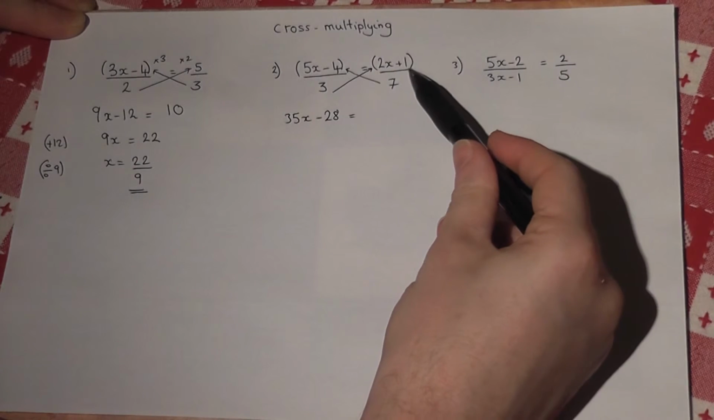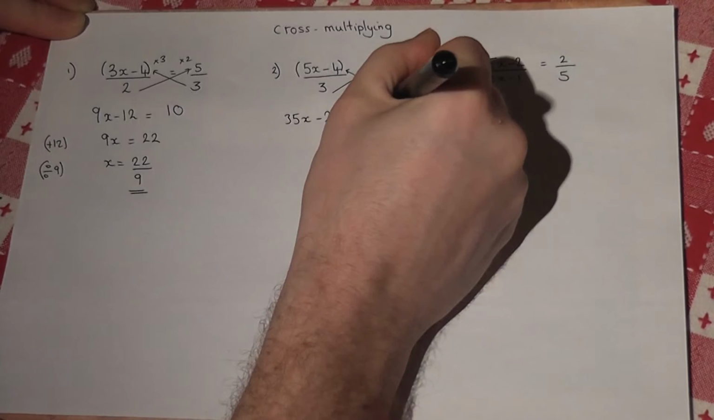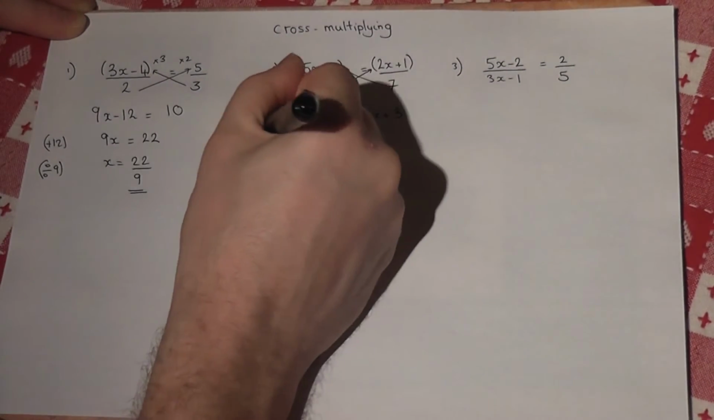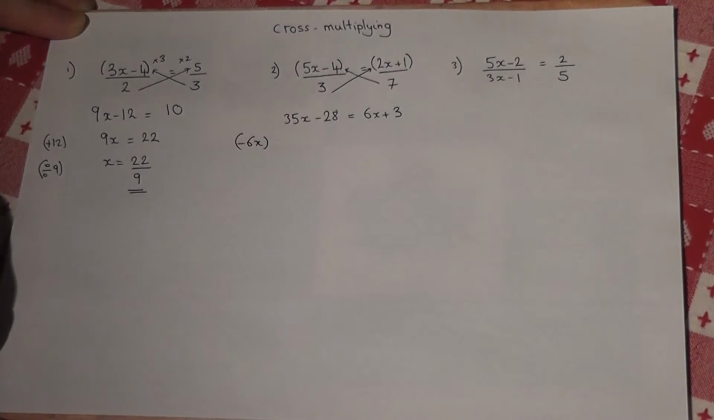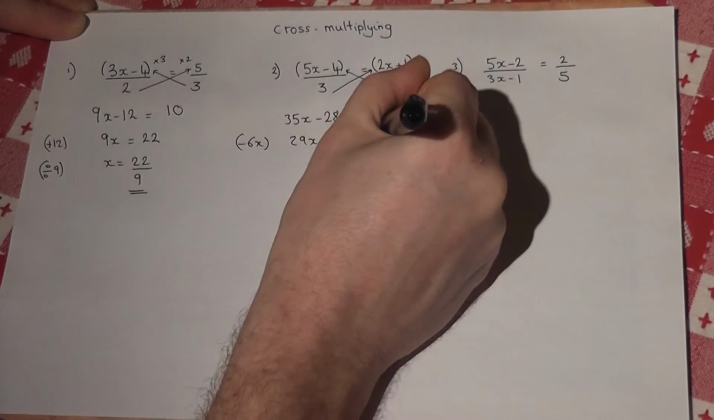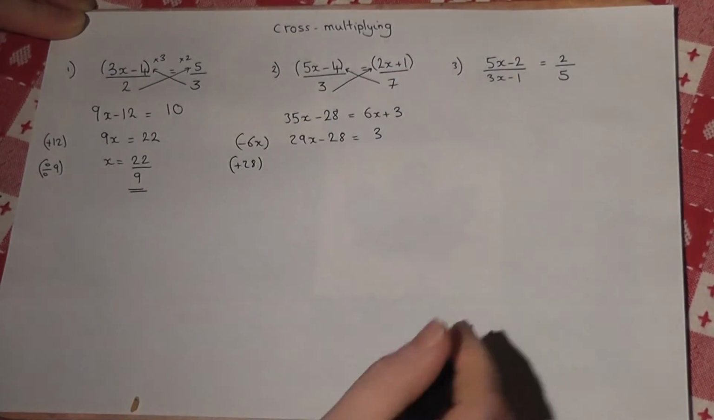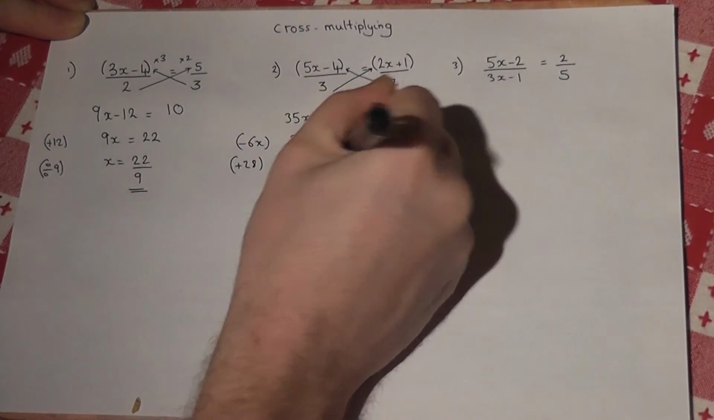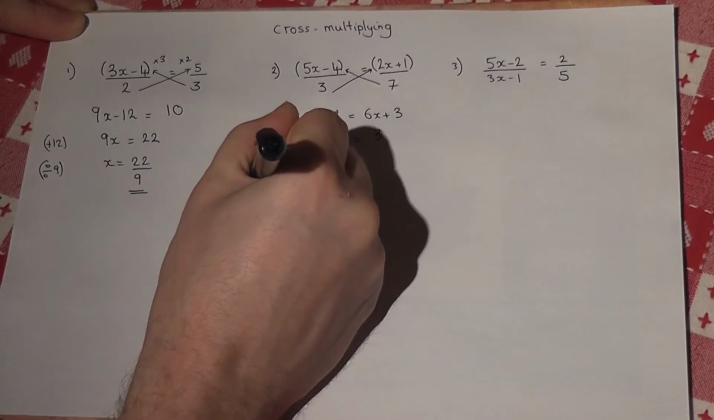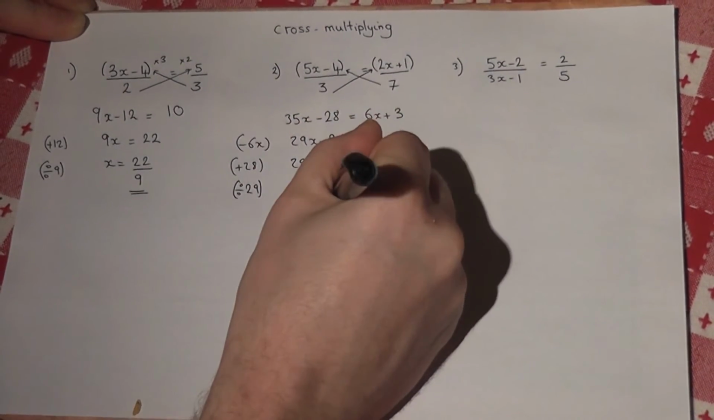And then this here has been times by 3. So 6x plus 3. And then want the x's on the left-hand side in this case, so I'll take away 6x. So that leaves me with 29x take 28 equals 3. And then add across the 28. So 29x equals 31. And then divide by 29. So x will equal 31 over 29.